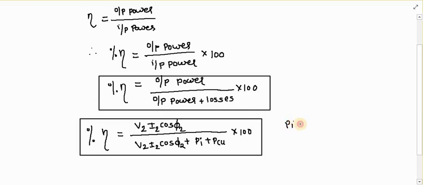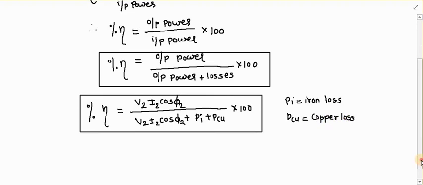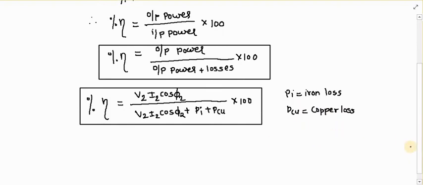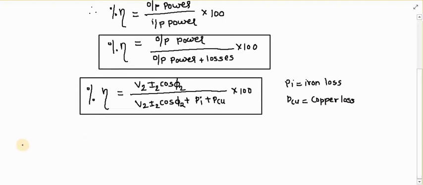Here Pi is nothing but iron loss, and PCU is nothing but copper loss. Now let us see what is the condition for maximum efficiency of the transformer.